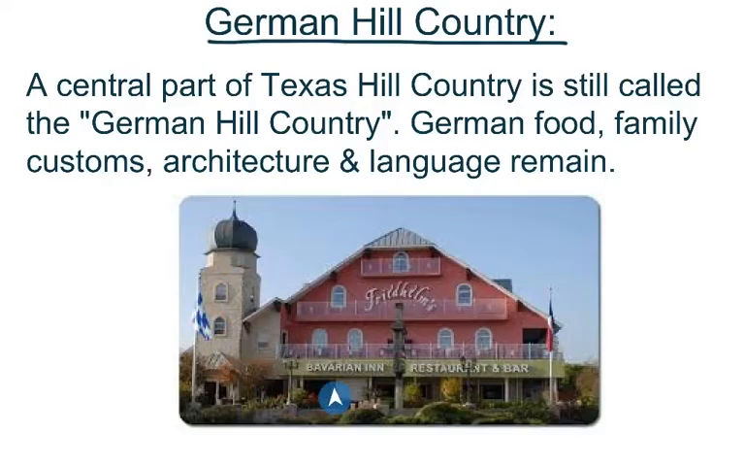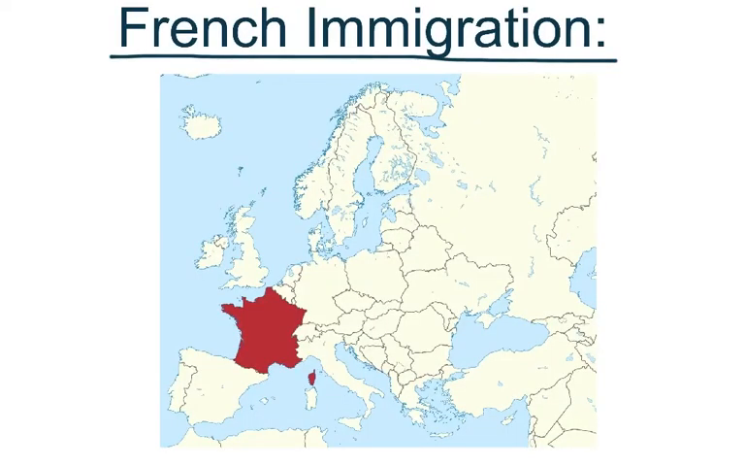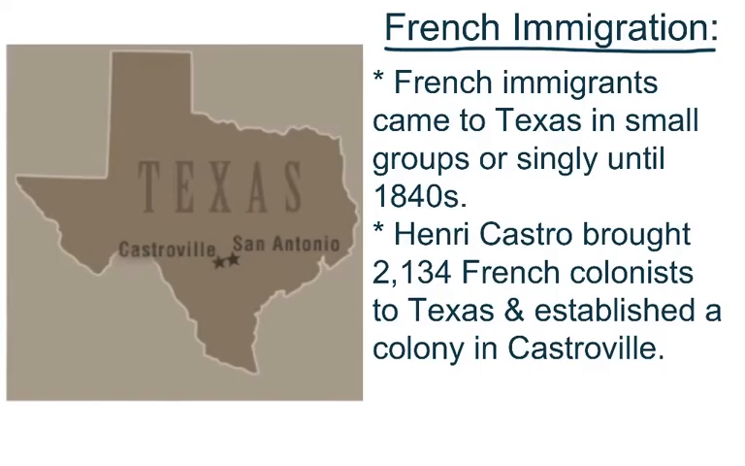Here we see a depiction of how the Germans would build things coming from Germany and implement them in their everyday life in Texas. Next, we're going to talk about French immigration. Here is the country of France in red on the European map. Now, French immigrants came to Texas in small groups or singly by themselves until the 1840s. After that, a man named Henri Castro brought 2,134 French colonists to Texas to establish a colony named Castroville. Here we see a picture of Castroville, which is a city still there to this day, west of San Antonio.